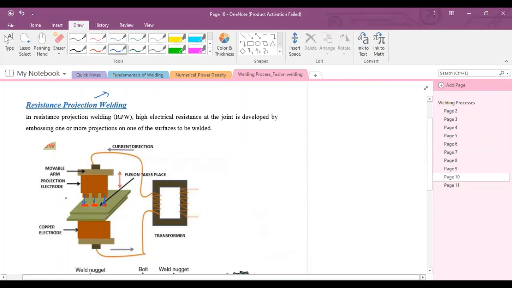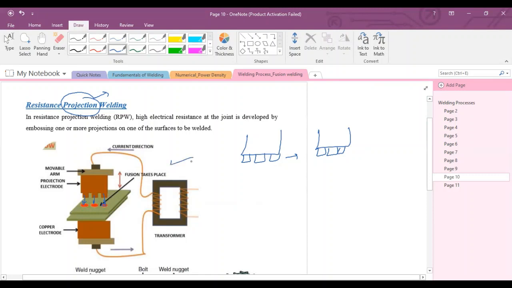All the phenomena are the same as in spot welding, but due to the change in electrodes, there is a new welding type called projection welding. Why is it called projection? This is the electrode and these are the projections. There could be more than three or fewer than three, sometimes 15 on one electrode. It depends upon how many spots we require over the surface of the base metal.